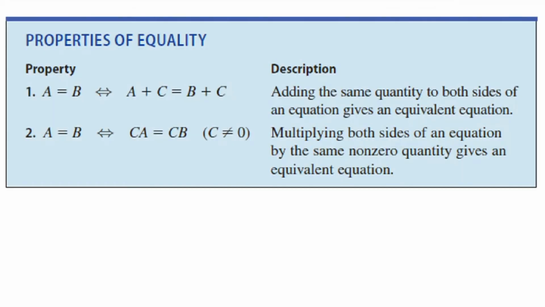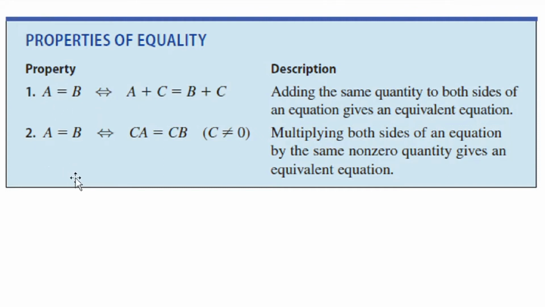So number one, we have A equals B. It is equivalent to A plus C equals B plus C. So adding the same quantity to both sides of an equation gives an equivalent equation. As you can see in property number one, what we added to the left hand side and the right hand side is the same variable or letter C. Therefore, A plus C equals B plus C is just the same as A equals B.